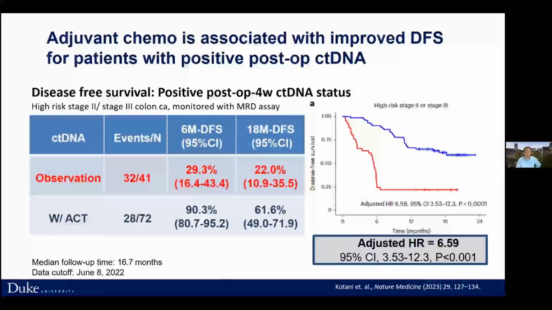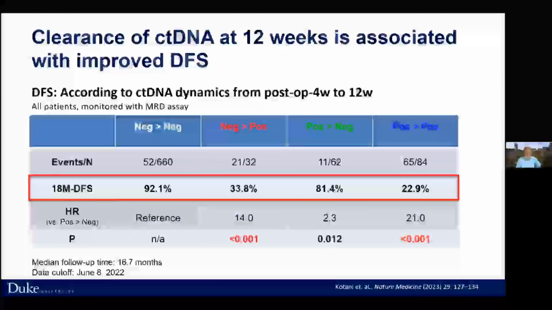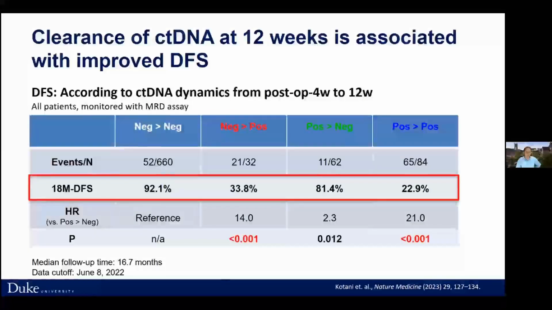So then they do a fascinating analysis. This is the so-called clearance analysis cohort, where they looked at two points, not just that single postoperative time point, but the 4-week post-op time point followed by the 12-week post-op time point. And they asked the question, what is the prognostic significance of your circulating tumor DNA flipping from negative to positive? So best group, 92% disease-free survival if you stay negative at those 2 time points. But if you turn positive at 12 weeks, much worse disease-free survival at 33%.